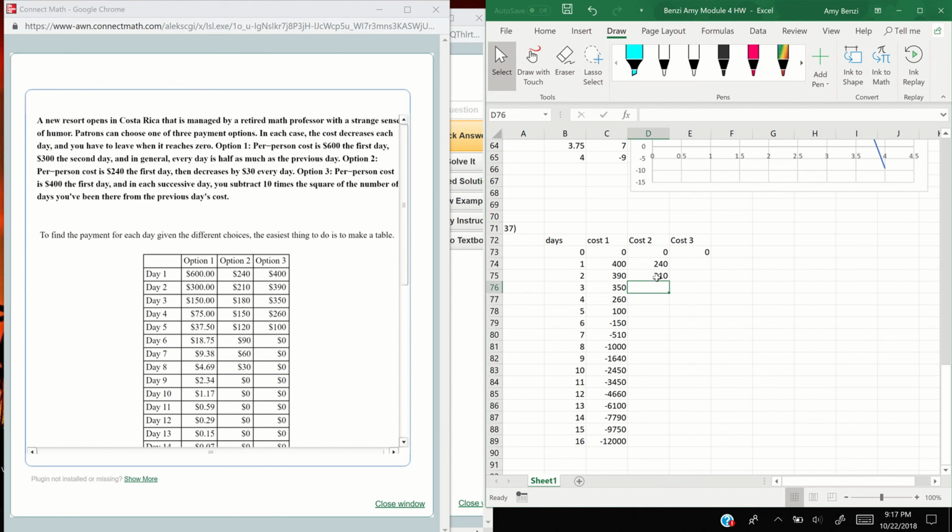All right, so I have that 210. Now I want to apply this all the way down. Looks good. Did I get the same thing they got? They got 150. How did I get down to 60 here? So they went 210 to 180. So let's just see what we did.